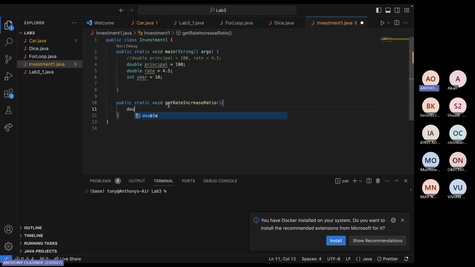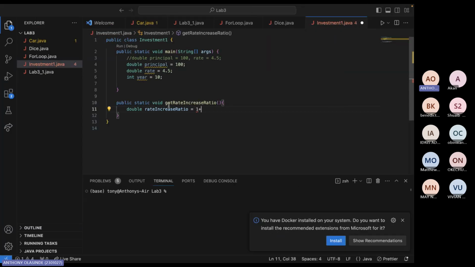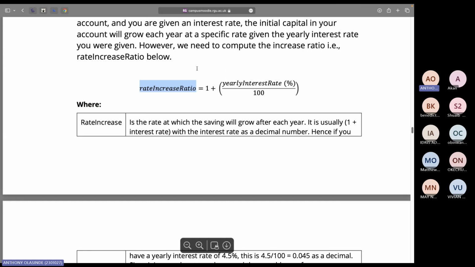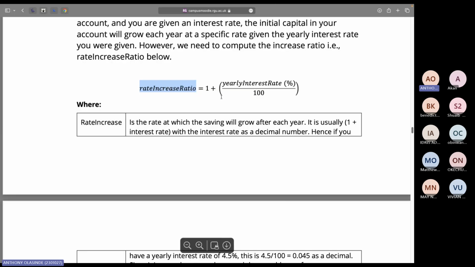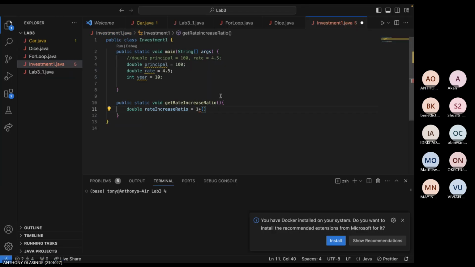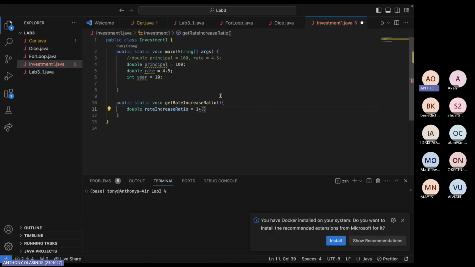Let's just call it double rate increase ratio equals 1 plus the brackets. Now this is where the important bit comes into play, dealing with brackets. So your bracket, then your yearly interest rate, which in our own case we know is 4.5, but we want to calculate based on that.